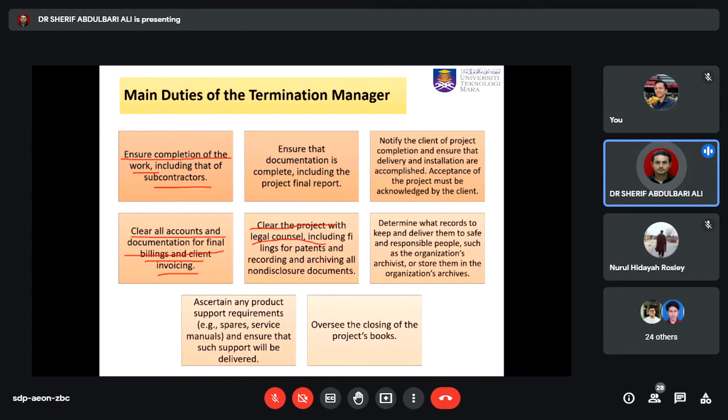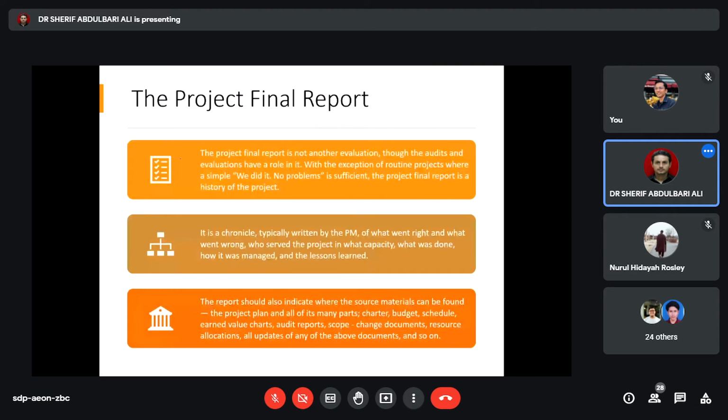Clear the project with the legal counsel, including filings of the patents and also recording the archives, determining what records are to be kept, delivered, and saved for the response to the people. Certainly, for the project support requirements, oversee the closing of the project books. And at the end, of course, you need to have what we call the project final report.